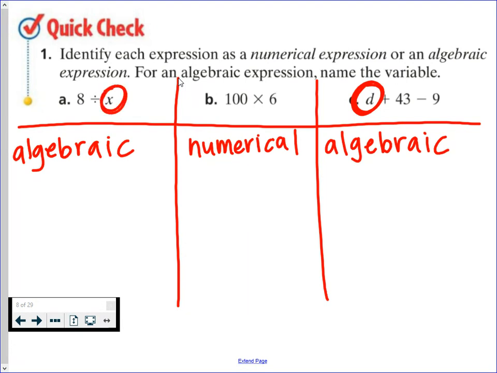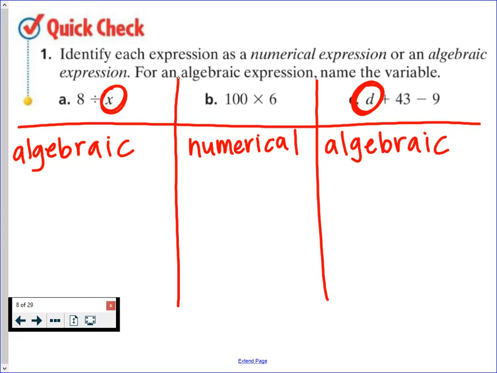If you picked algebraic for A and C, because there are those variables again, switching us to algebraic. And then B is numerical. Today's goal, one more time, to be able to identify a numerical expression and an algebraic expression.